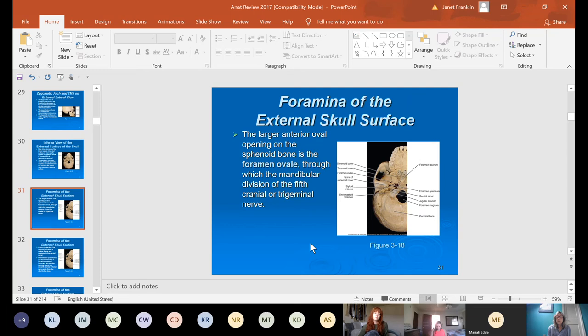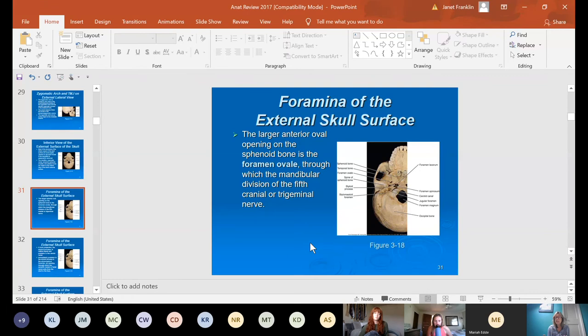So you've got your foramina. Foramina is the plural of foramen. If you're talking about one, you're talking about a foramen. If you're talking about several, you're talking about foramina. In this case, they're calling it foramina because we're going to talk about several different openings in the bone. A foramen is an opening in the bone.